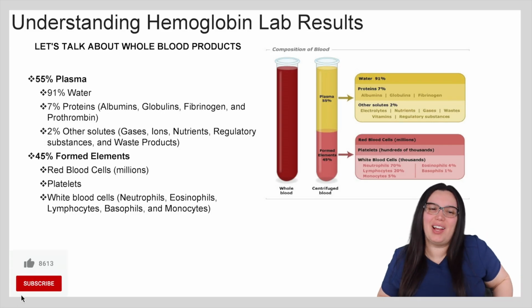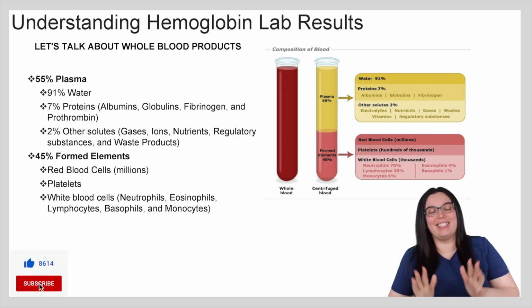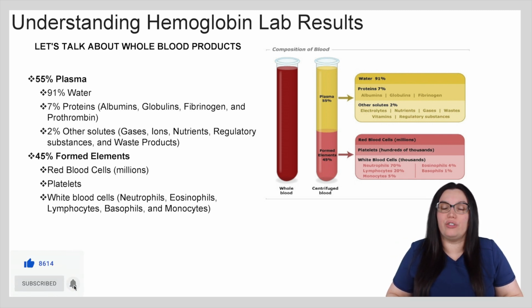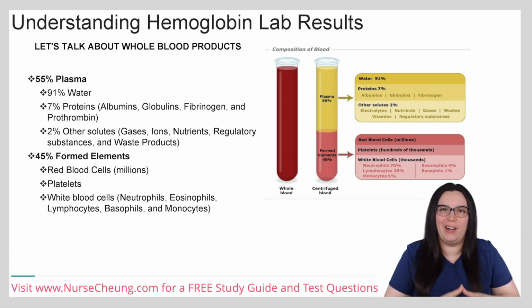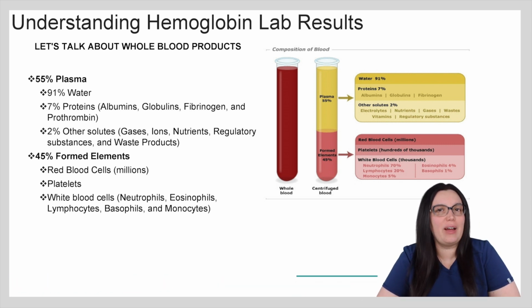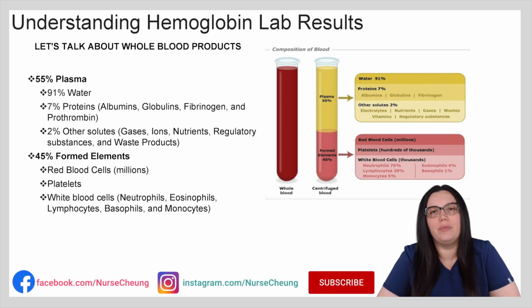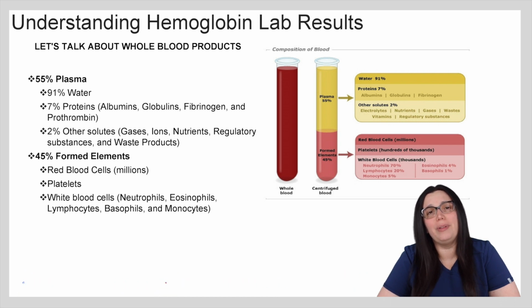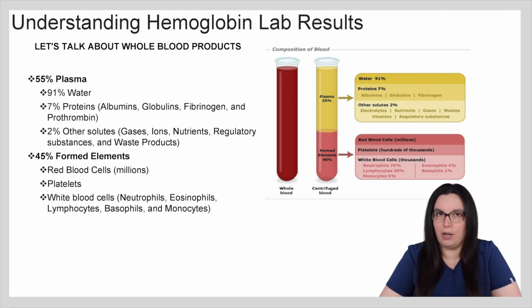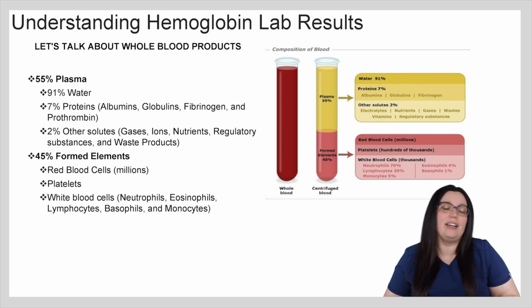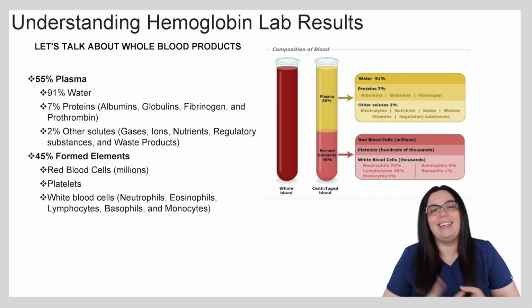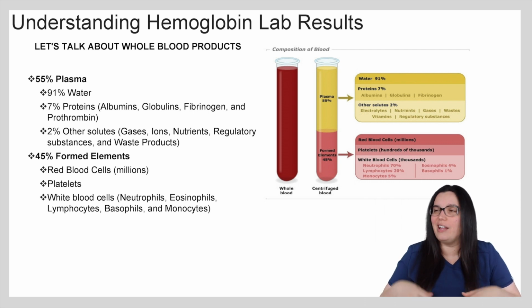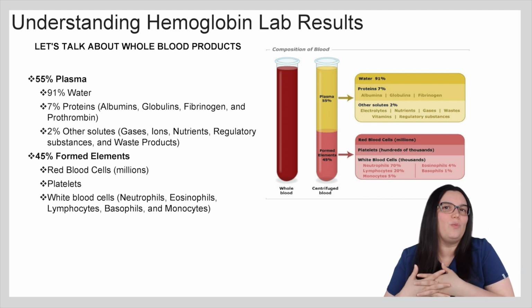So to begin with, let's talk about whole blood products. When we're looking at our complete blood counts, or CBCs, this is the general overview of what's in our whole blood products. Our blood is about 55% plasma and 45% formed elements. Our plasma is made up of 91% water, 7% proteins, that includes our albumins, our globulins, fibrinogen, and prothrombin, and 2% other solutes, gases, ions, nutrients, regulatory substances, as well as waste products.